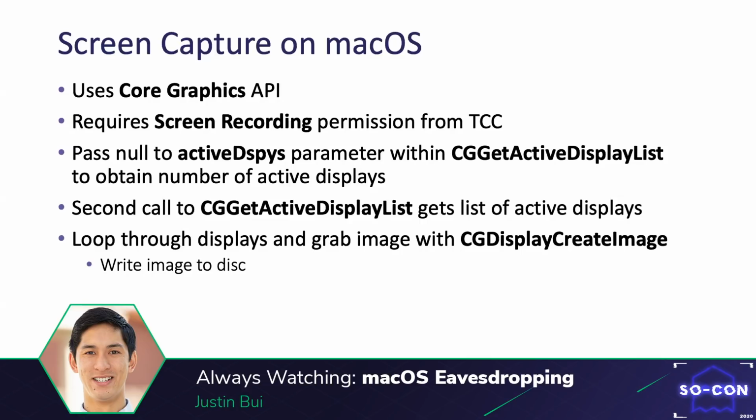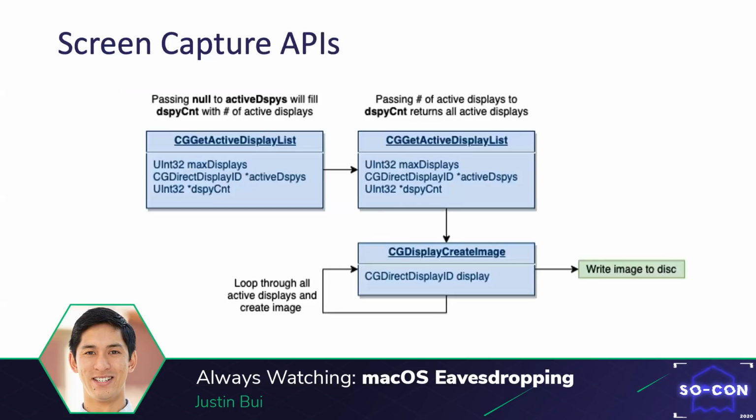First, you use the CGGetActiveDisplayList API call. You pass in a null to the active displays parameter, and this will actually return the number of active displays that the user has. We call CGGetActiveDisplayList again, passing in that number of active displays, and we get a list of active displays that we can interact with. Next, we'll loop through this list of active displays and grab an image with CGDisplayCreateImage. And then we'll write that image to disk.